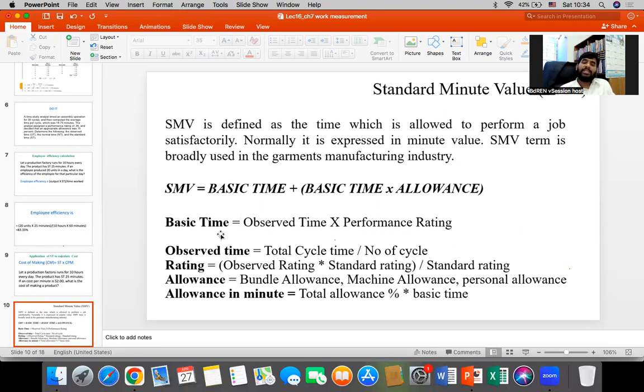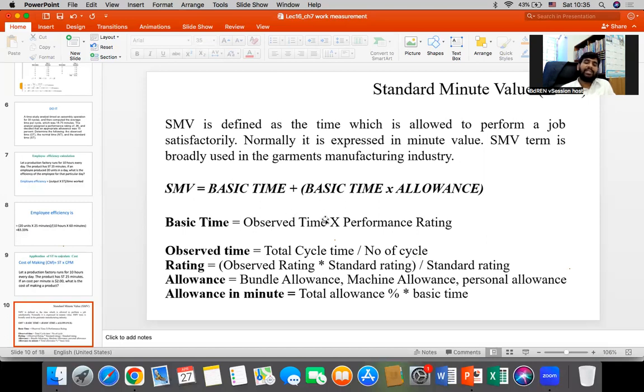And how do we calculate basic time? Basic time and normal time are the same. It is observed time multiplied by the performance rating. And what is the performance rating? Every employee has a performance rating. I have the performance rating of all my students. And observed time means your total cycle time divided by the number of cycles. We say sum of x divided by n. Sum of x divided by n.